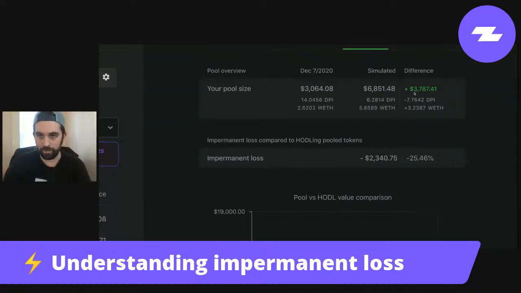And so you can see here, I'd be up $3,787 based on the position I started on December 7th. But there was some impermanent loss to consider here. If I had simply just held the tokens, 50% Ether, 50% DPI, I could be up actually a bit more. And so that's where this impermanent loss comes into play. I'm not talking in this case about the extra fees that I earned as well, but this is an example of, it's not like I had a losing situation here.